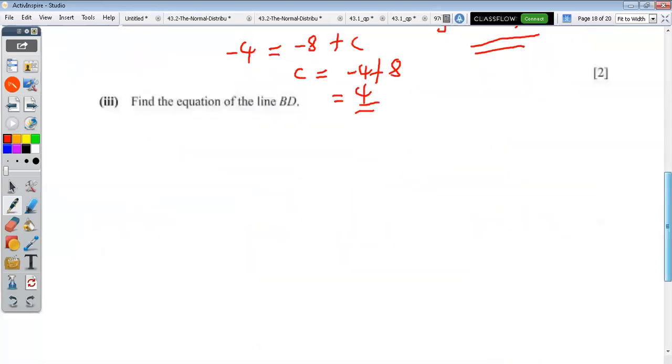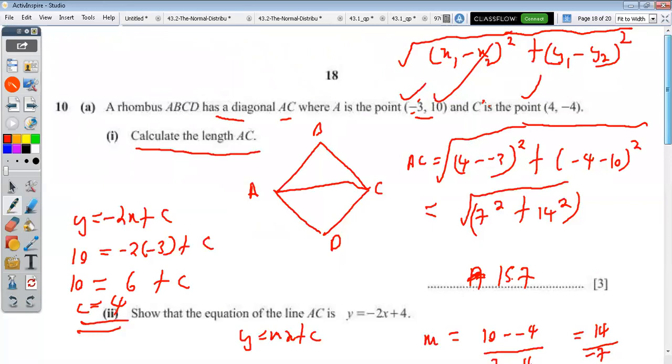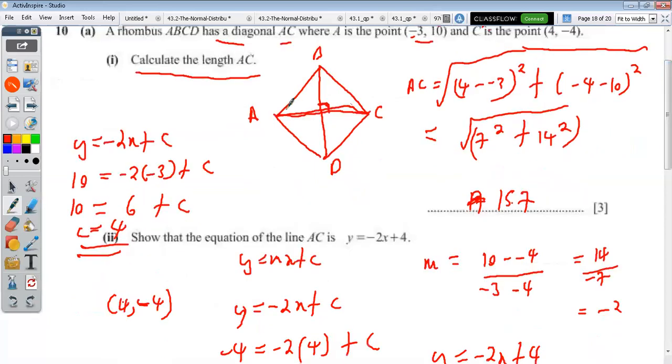Yes, sir. Find the equation of the line BD. Now you have to think, BD is like this. So what do you know about a rhombus? Properties of a rhombus now. We now know the equation of the line AC. What do you know about this line? Diagonals of a rhombus bisect at 90 degrees. And this diagonal is bisected, so this is the midpoint of AC. So you see, that's why it's 4 marks.